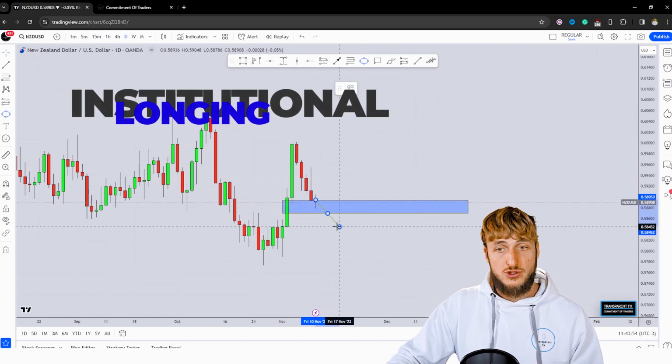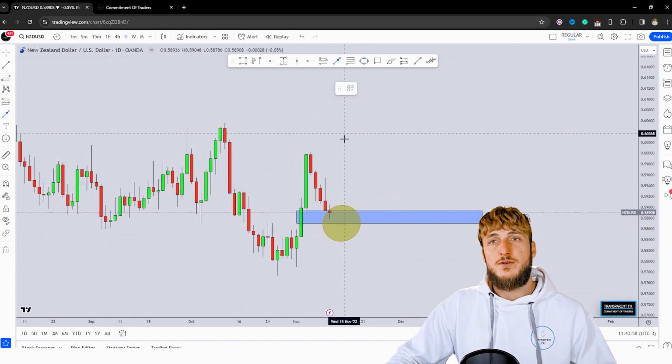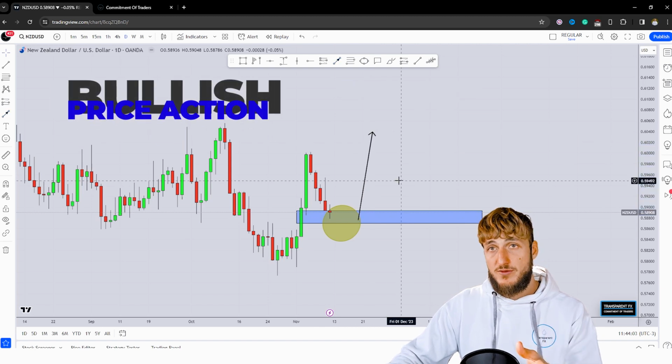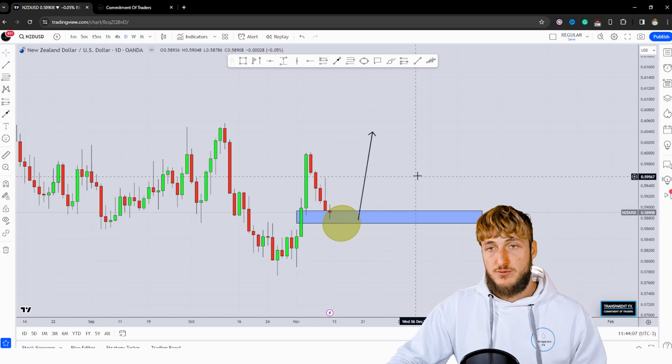And if we're actually getting institutional longing inside of this area, that would at that point further increase the probabilities of a potential rejection to the upside away from the level, as we have already identified when looking at the technical aspect for this market.